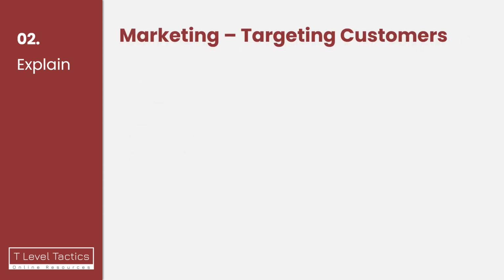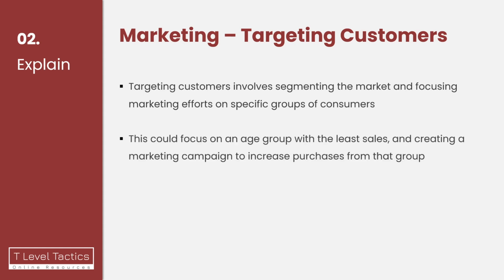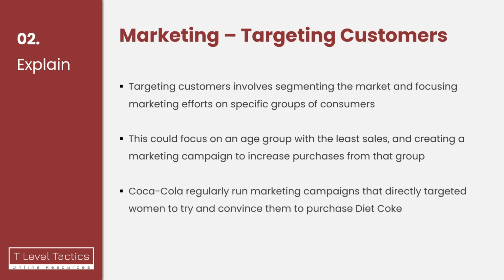We can also use our marketing data to better target customers, and this involves segmenting the market and focusing marketing efforts on specific groups of consumers. This could focus on an age group with the least sales and creating a marketing campaign to increase purchases from that group, for example. Coca-Cola regularly run marketing campaigns that directly target women to try and convince them to purchase Diet Coke, which is a good example of how they're using their data.